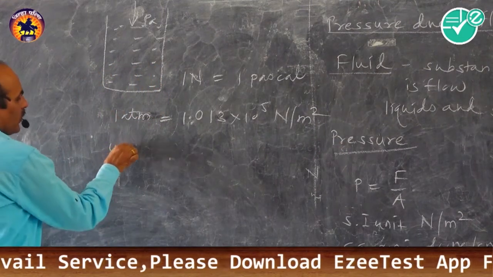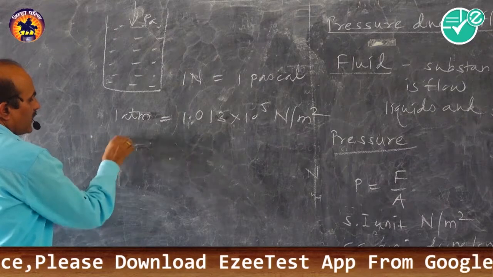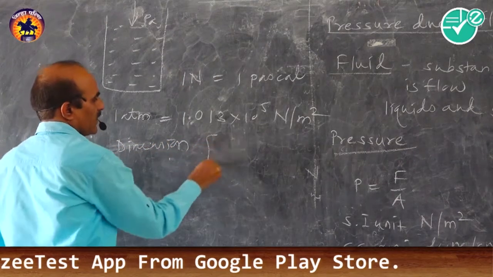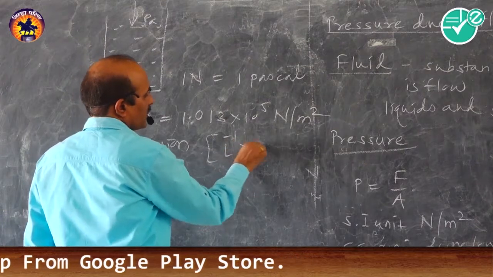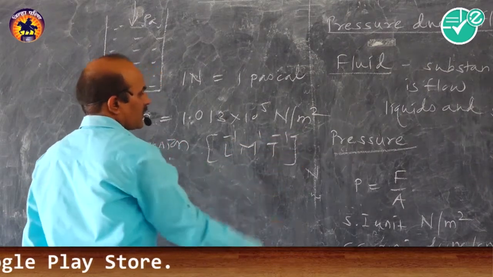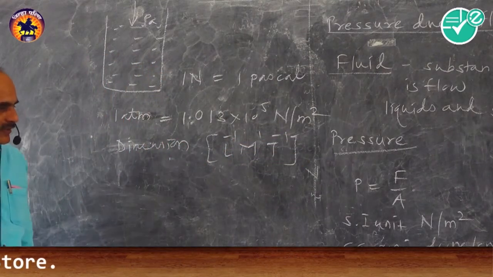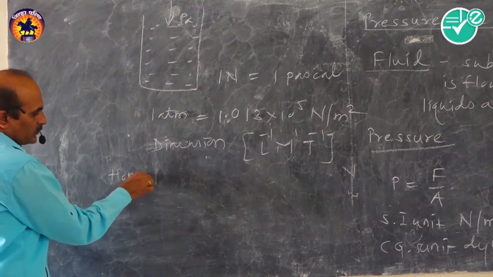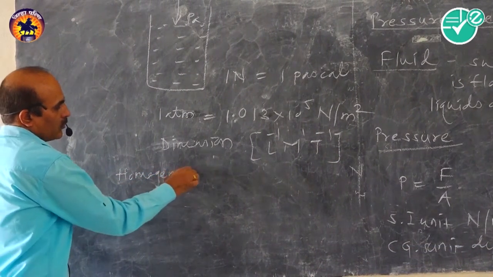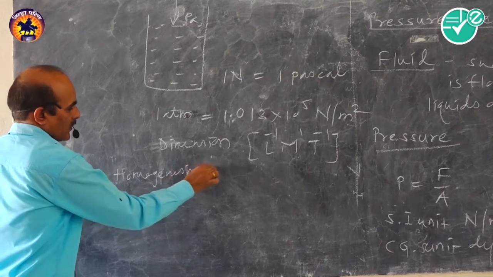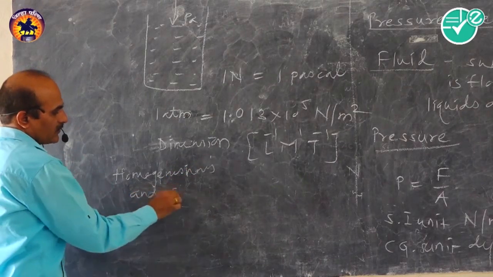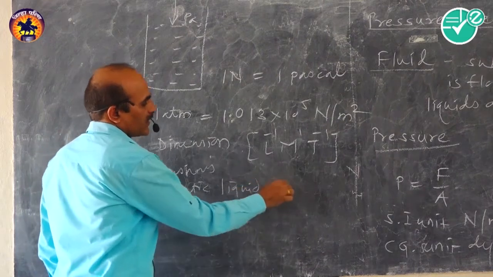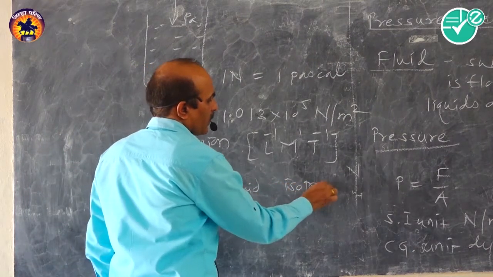And the dimensions are L minus 1, M 1, T minus 2. These are the dimensions for pressure. So pressure in a homogeneous and static liquid, we say that it is isotropic.